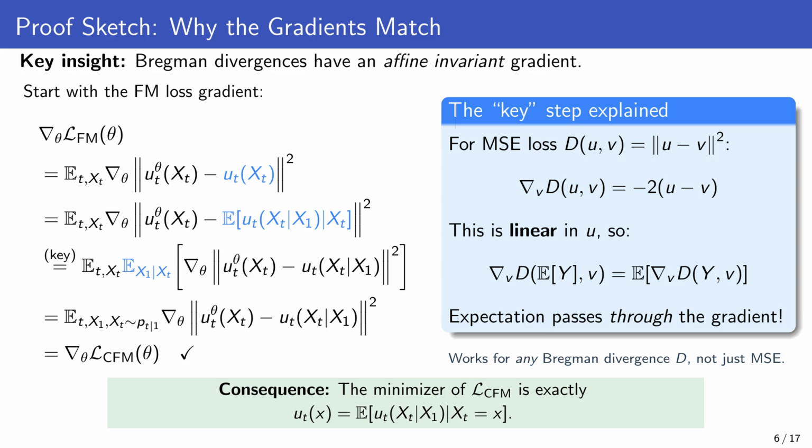This property is not specific to MSE. It holds for any Bregman divergence, which is a family of loss functions that includes MSE, KL divergence, and many others. The gradient of a Bregman divergence with respect to its second argument is always affine in the first argument, which is exactly what we need for the expectation to pass through. The consequence is powerful. The global minimizer of the conditional FM loss is exactly the marginal velocity field. Even though we train with conditional targets, we converge to the marginal.